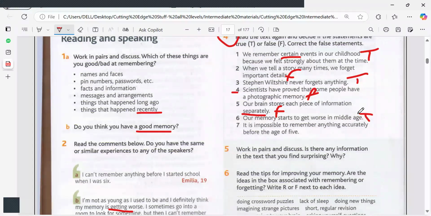Our memory starts to get worse in the middle age. Yes, middle age اللي هو ال 40 يعني. Yes, that's right. No, no, no, middle age.